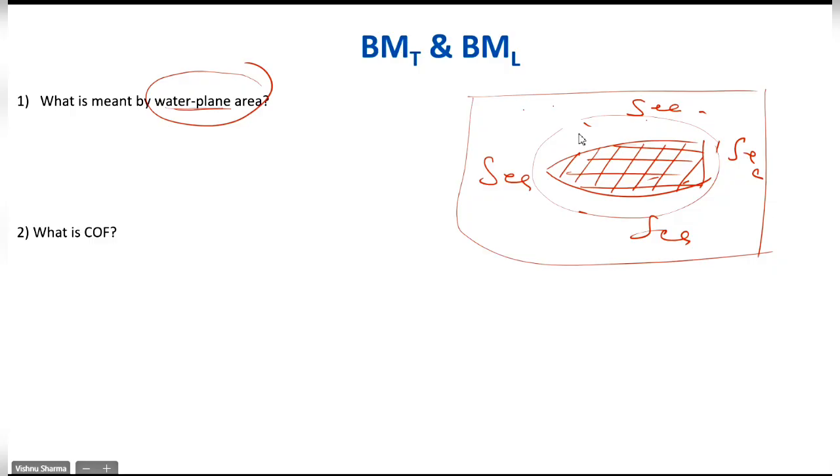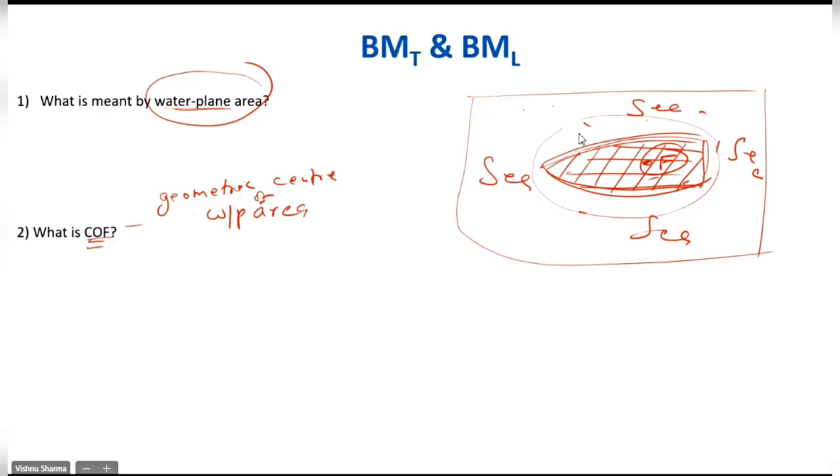Then in phase 1, you have already learned about center of flotation when you did the Simpson's rules. COF is center of flotation. Center of flotation is the geometric center of the water plane area. So at this draft, wherever you have the geometric center of the shaded area, that will be the center of flotation.